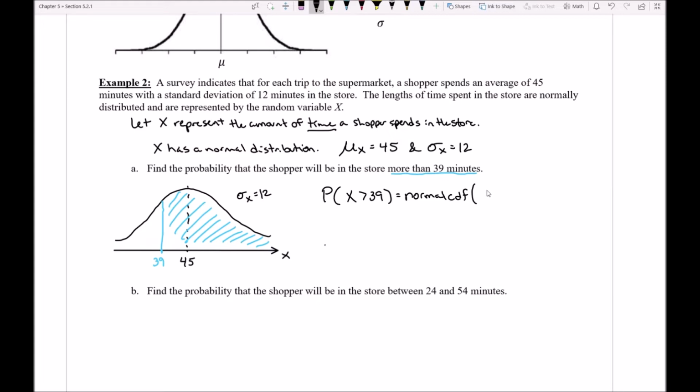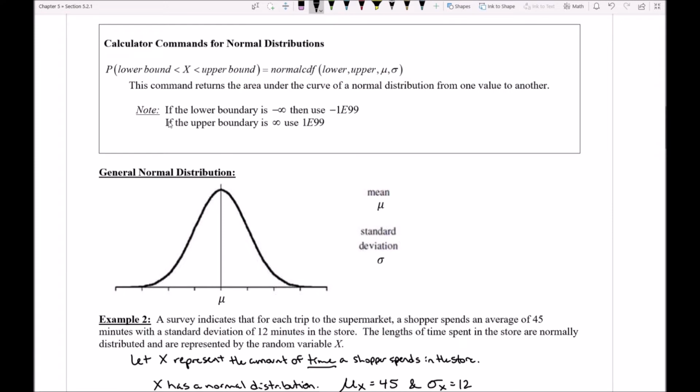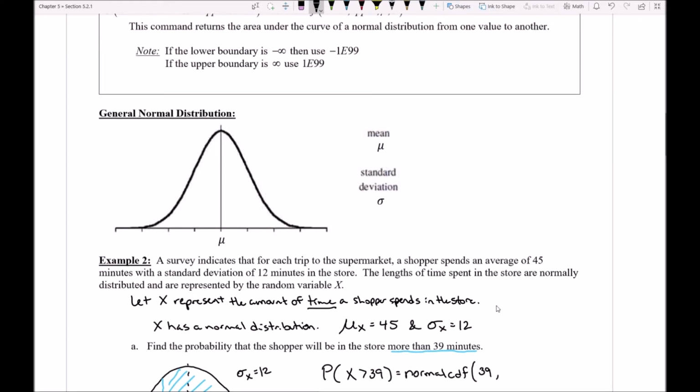In this case, it's pretty easy to see that my blue space starts at 39, but where does it stop? Well, it doesn't really stop anywhere. It kind of continues to go on and on forever. Well, that's why up here on the box, I'll state that if the upper boundary is infinity, that is, if I keep shading over forever, and we can't actually write infinity here, then instead I'm going to use an extremely large number. The number I'm going to use is 1e99.